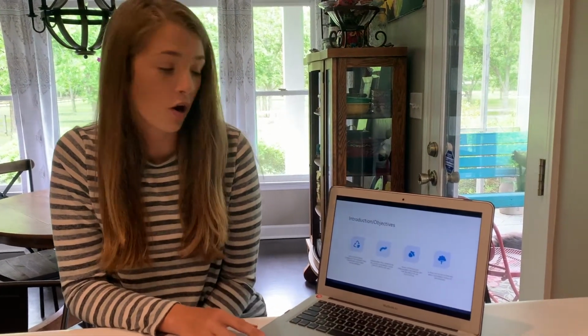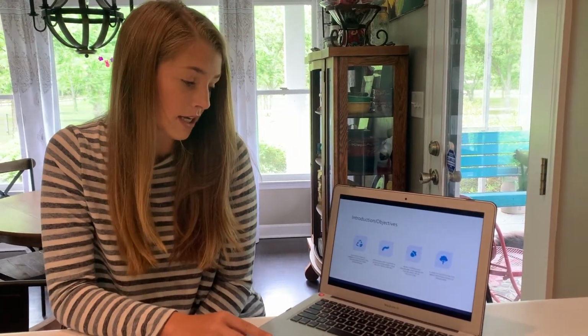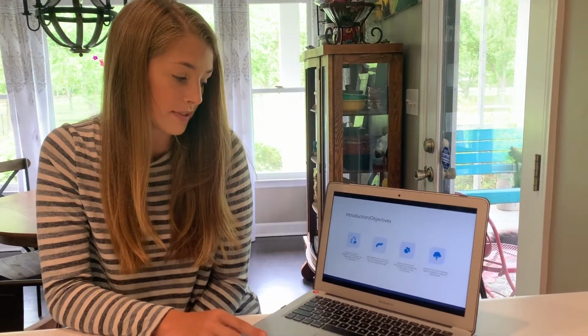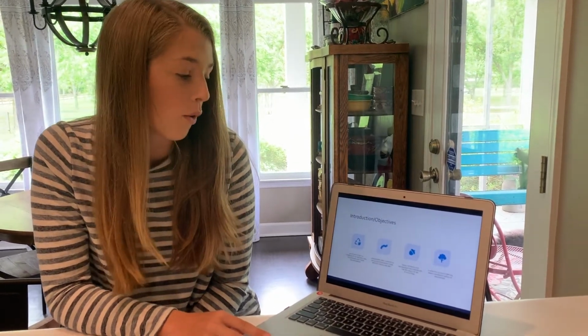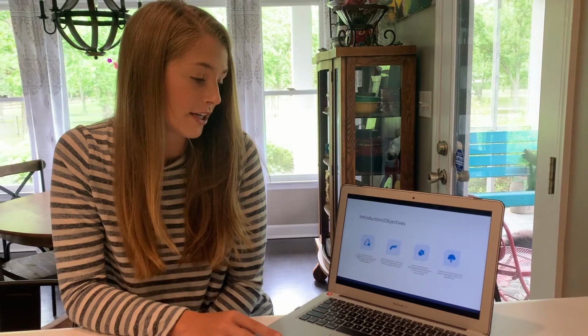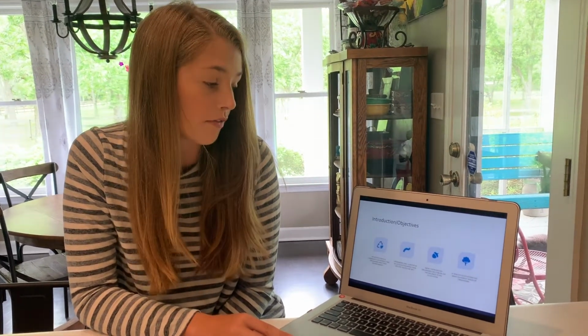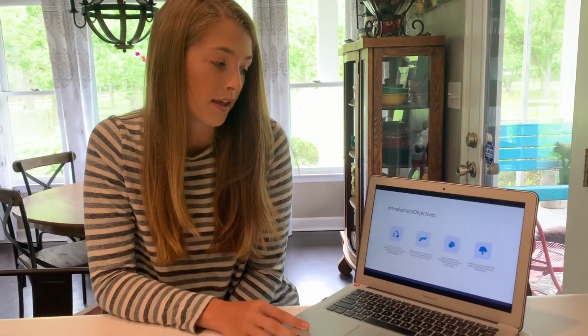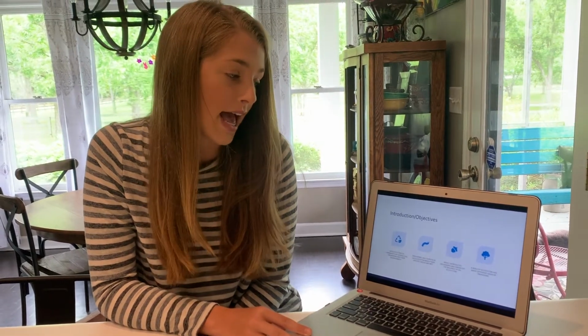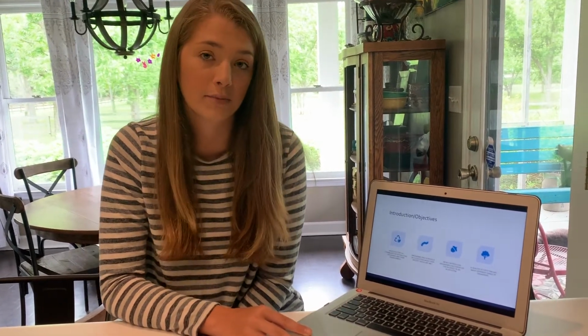So our introduction and our objectives for this lesson are: an ecosystem is a community of interacting organisms and their environment. Organisms only survive in their ecosystems when their specific needs are met. Newly introduced organisms, called invasive species, can throw off the balance of an ecosystem. A healthy ecosystem has many different kinds of organisms.